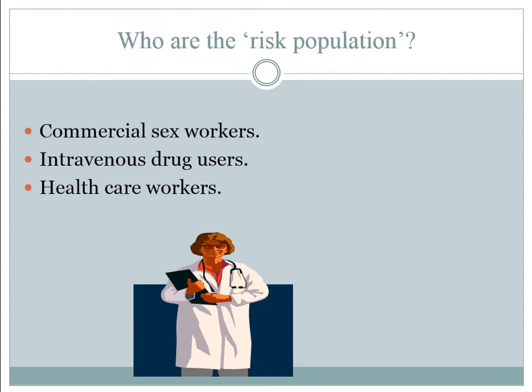Who are the risk population? These are people who have a high probability of contracting the disease, and the first one in this list are commercial sex workers. The other one are those who inject drugs using the intravenous method. And the other group that is also at a very high risk are the healthcare workers who handle these patients that are infected with the disease.